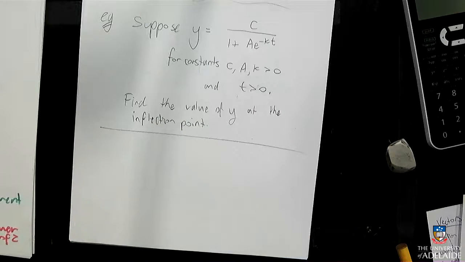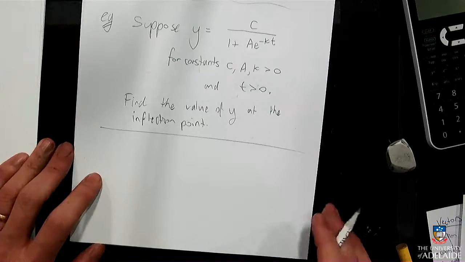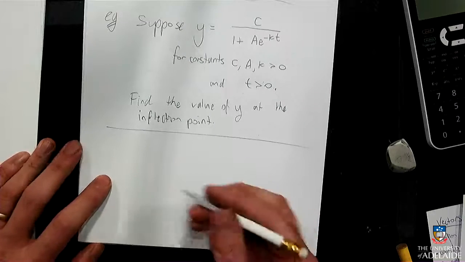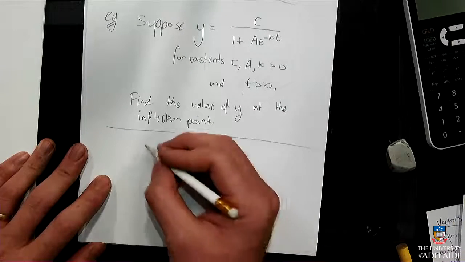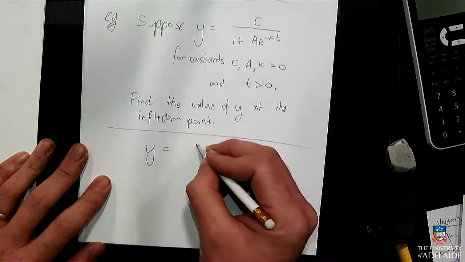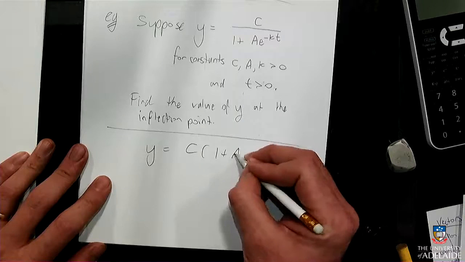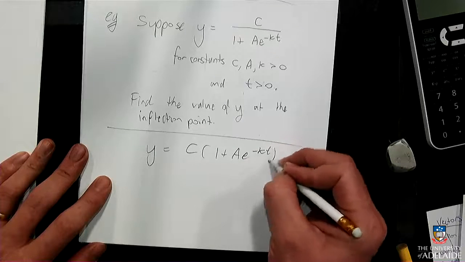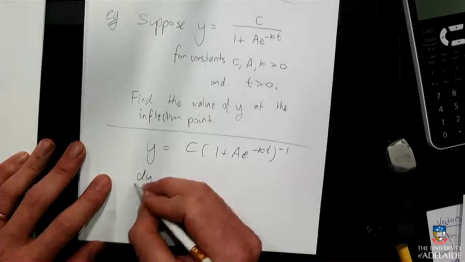Okay. So to do an inflection point, I'm going to need to know where the second derivative is positive and negative. So I'm going to need to find where it's concave up and concave down, which means I'm going to need to find the second derivative. So y was equal to c, and I'm going to rewrite it like this because it's going to be easier to do. So dy on dx.